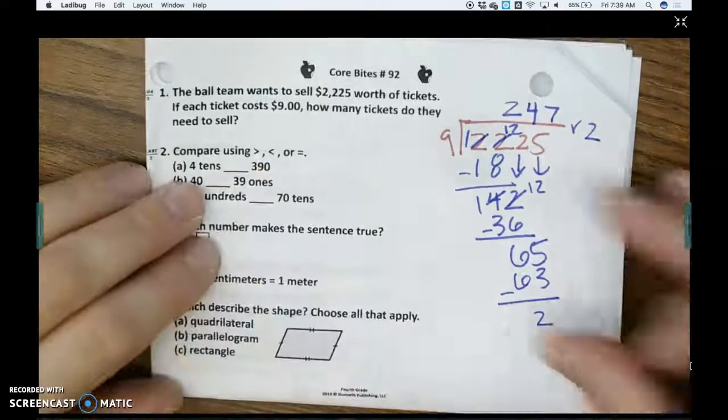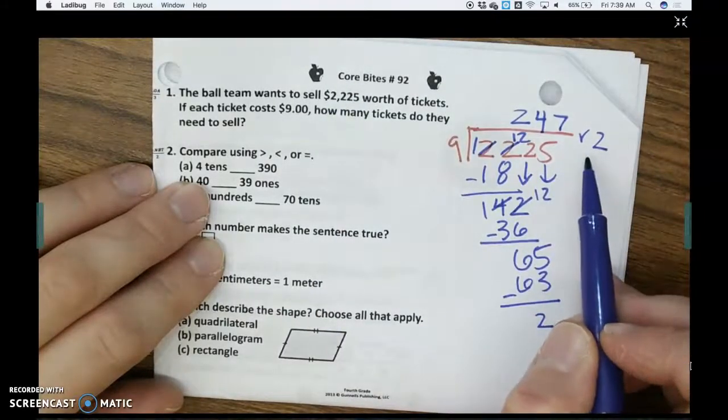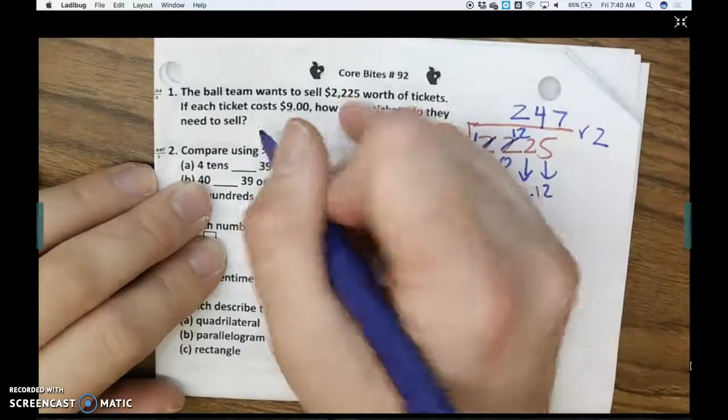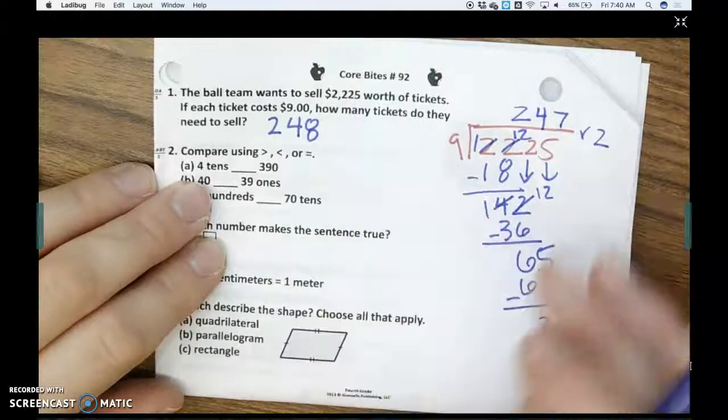So if you want to reach that total and you didn't because you had a remainder, you're going to have to round up. So you're going to have to round up to 248 tickets to get that total amount.